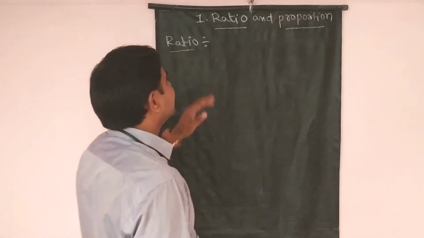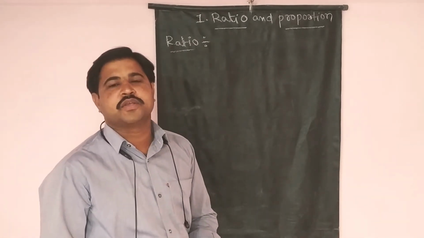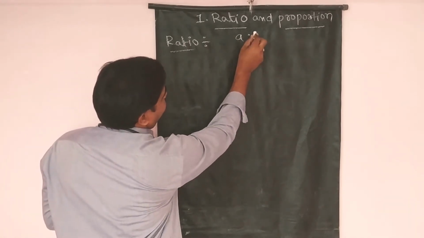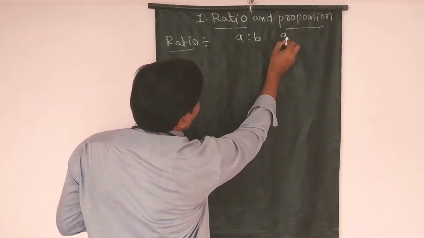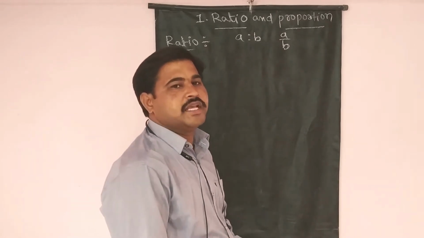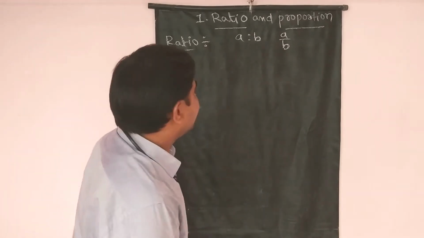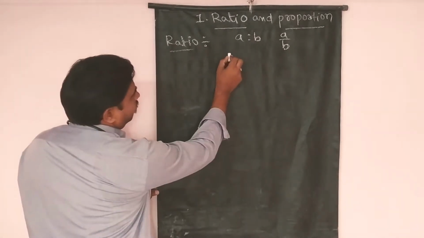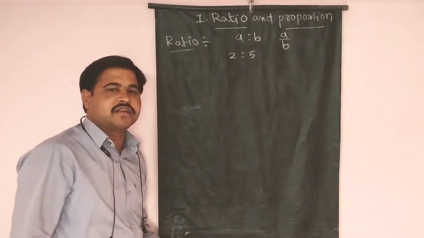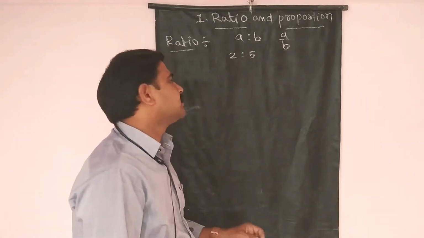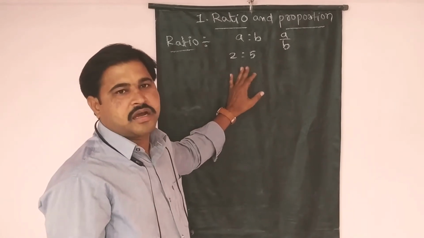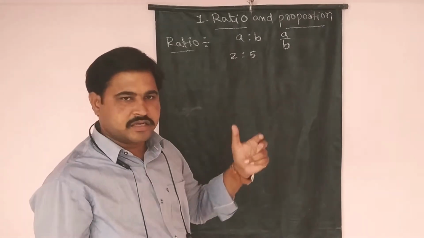The ratio means comparing any two quantities by using division. A ratio B, we can write this as A by B also. In that, A is called the antecedent and B is called the consequent. Here 2 ratio 3, 5 ratio 7 and 8 ratio 9, like that we have examples of ratios. In that, 2 ratio 5 means the first quantity is 2 times and the second quantity is 5 times in that ratio.